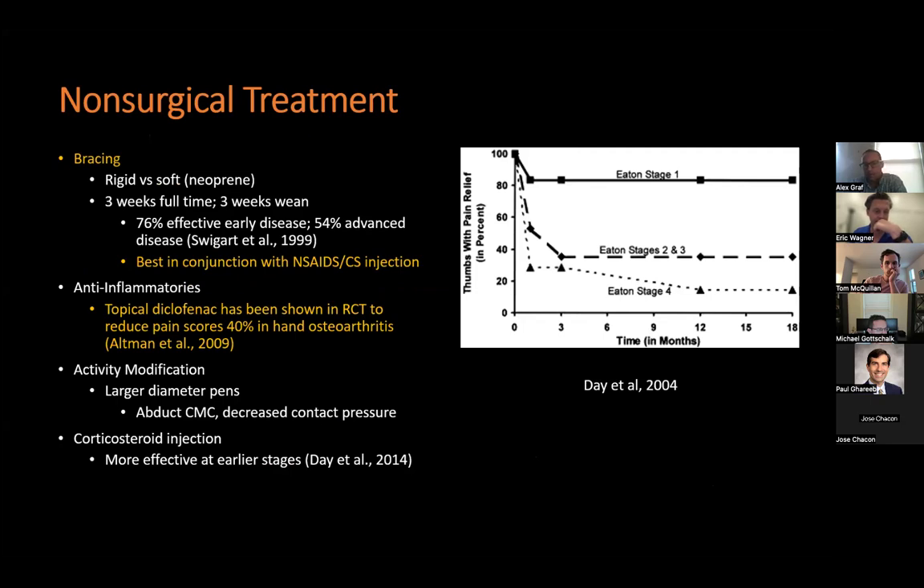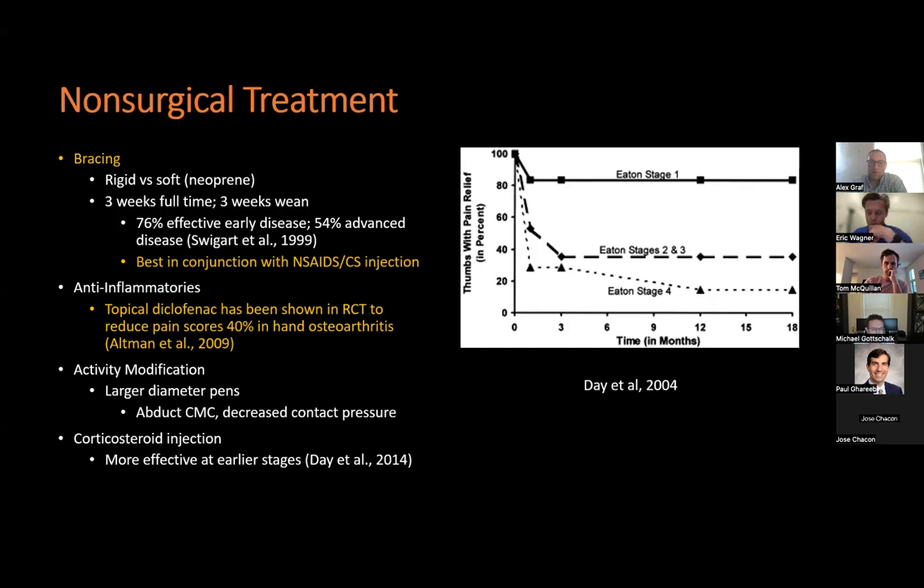Always start with non-surgical treatment, and the evidence to support this, especially in early disease, is very good, 76% effective. Now, I think it works obviously better in earlier disease, and I almost always do it in conjunction with something else, usually a steroid injection. Topical anti-inflammatories do have some evidence to support them. I think that in itself, they haven't been as effective in my practice. There are some activity modifications like using larger diameter pens.